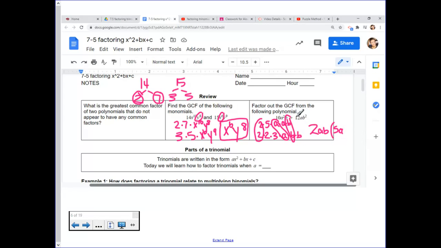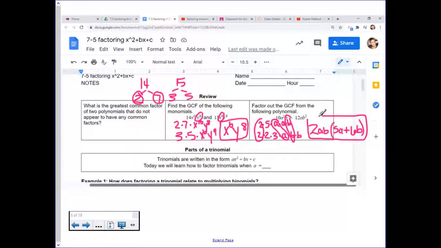Now I'm going to take 12 divided by 2. It's a positive 6, so that's where the plus sign comes from. A minus a is going to go away. B squared minus b is just going to leave me with a b. So when you factor it out, you have this 2ab and then in parentheses 5a plus 6b. Easy way to tell if you did it correctly is if you wanted to, you could multiply this back out and you should get what you started with.